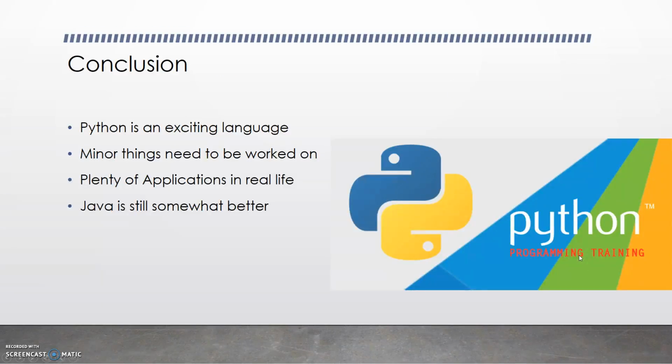So in conclusion, Python is an extremely exciting language. It is the future. I feel that if a couple things were worked on or changed, I would definitely like Python more. Plenty of applications in real life with Python. Python will keep and will start to be used much more. It's already used by massive companies like Philips and AstraZeneca. But I do feel at this current time that Java is still somewhat better. That may be a gross bias, but still that is my opinion.